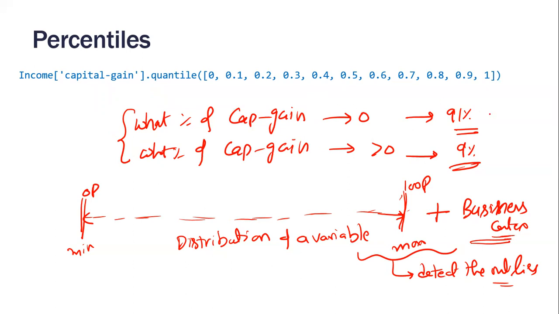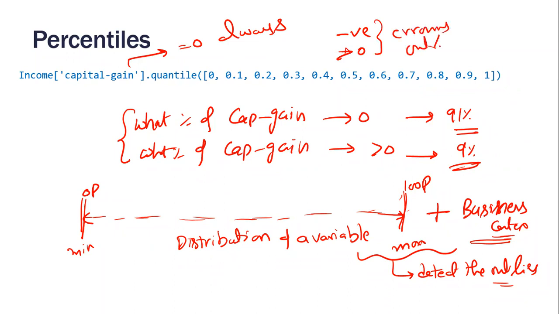He will validate this first. He will say, yes, you are right. This is supposed to happen. In fact, capital gain has to be 0 always. Always it has to be 0. Any negative values, any greater than 0 values, these are all erroneous values or outliers. This is what the business partner is telling us.